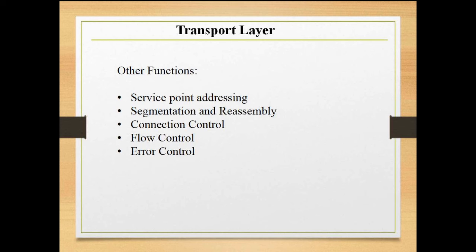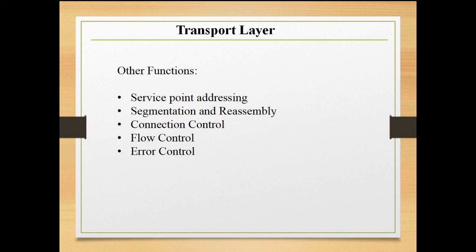Flow control. Like the data link layer, the transport layer is responsible for flow control. However, flow control at this layer is performed end-to-end rather than across a single link. Error control. Like the data link layer, the transport layer is responsible for error control. However, error control at this layer is performed process to process rather than across a single link.